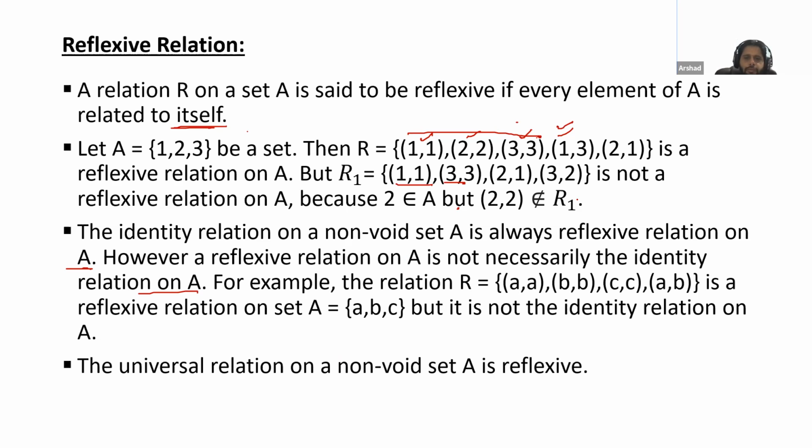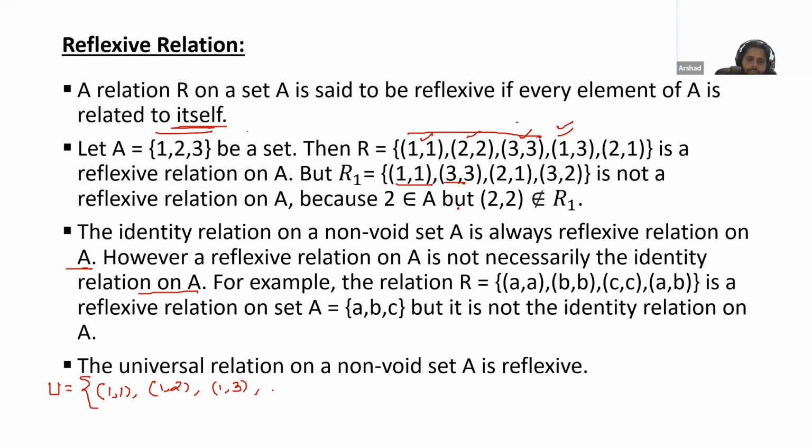We can take the same example. For example, if we have the set 1, 2, 3, we need to find the universal relation. Then in the universal relation, what ordered pairs will we get? We will take all the ordered pairs. For example, 1 comma 1, 1 comma 2, 1 comma 3.